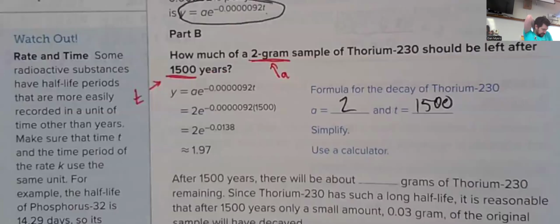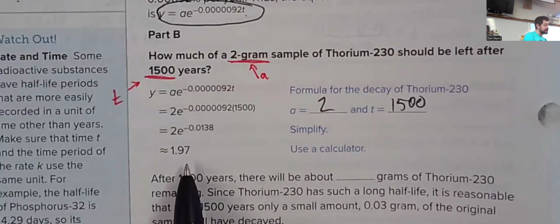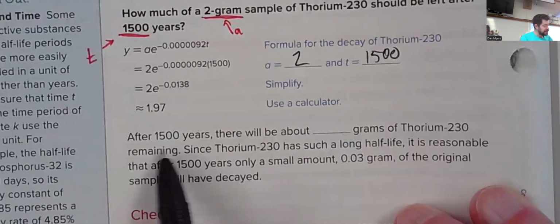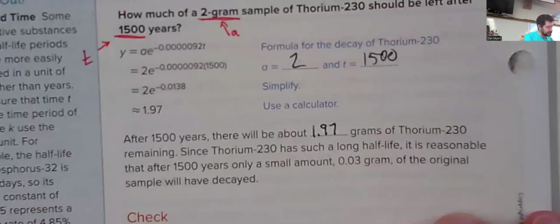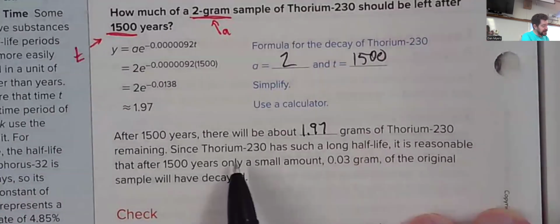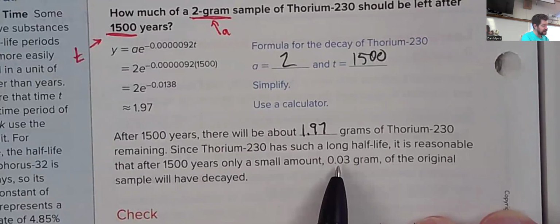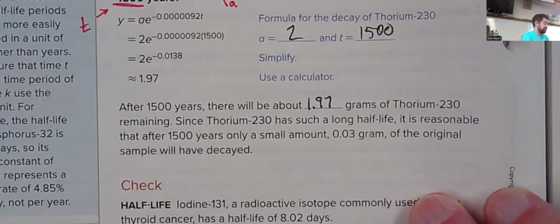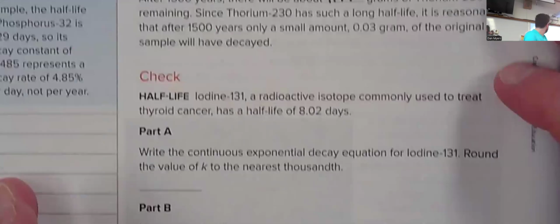And then you can type it in. They've already done the work for us, but 1.97. So the vast majority of the material is still left. After 1,500 years, there will be about 1.97 grams of thorium-230 remaining. Since thorium-230 has such a long half-life, it is reasonable that over 1,500 years, only a small amount, 0.03 grams, of the original sample would have decayed, which is kind of what I was mentioning before. This makes good sense.